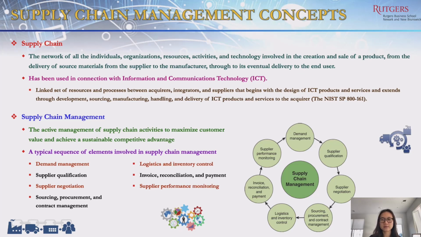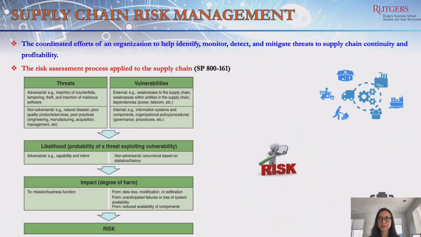Supply chain risk management, SCRM, is the coordinated efforts of an organization to help identify, monitor, detect, and mitigate threats to supply chain continuity and profitability. In essence, SCRM applies the techniques of risk assessment to the supply chain. As shown in this figure on the slide, threats can come from either an adversarial source that intends deliberate harm, or from a non-adversarial source, which is an unintentional threat. On the other hand, vulnerabilities in the supply chain can be external or internal to the organization.